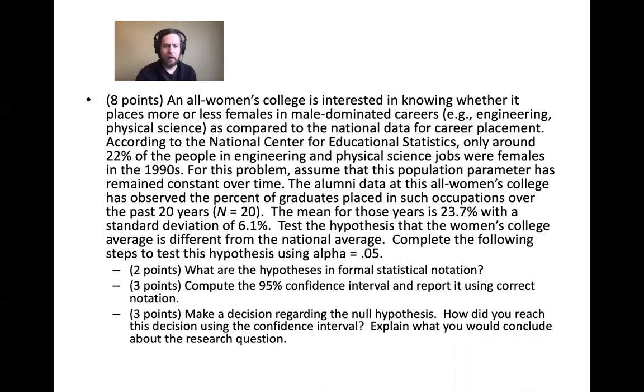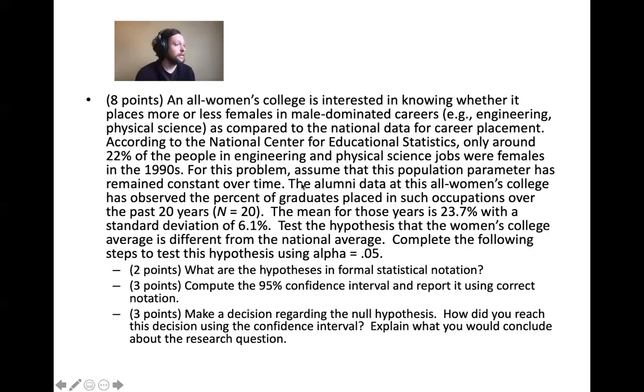Okay, so an all-women's college is interested in knowing whether it places more or less females in male-dominated careers such as engineering, as compared to national data. According to the National Center for Educational Statistics, only around 22% of the people in engineering in the 1990s were female. So this 22% is basically going to be our population mean. For this problem, assume that this population parameter has remained constant over time. So 22% is basically our mu.